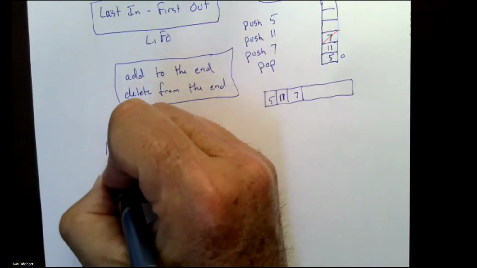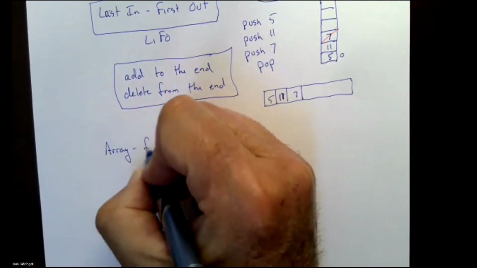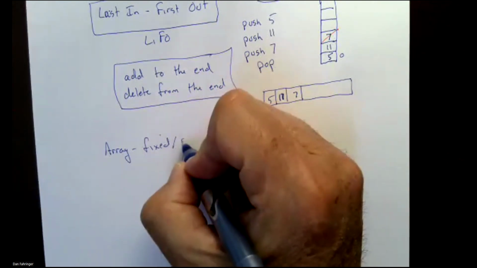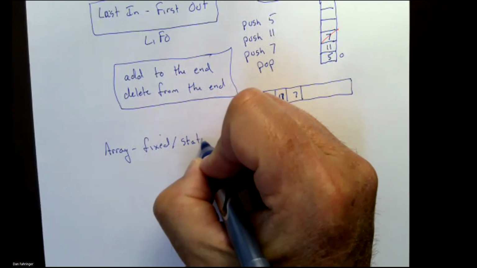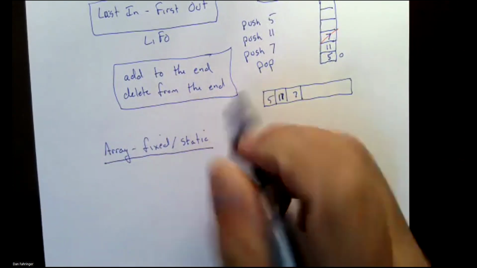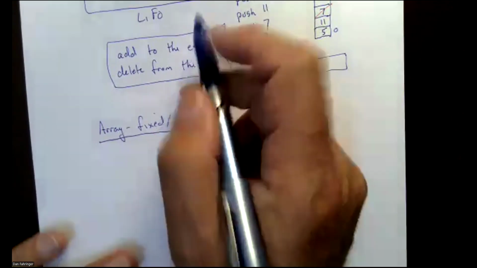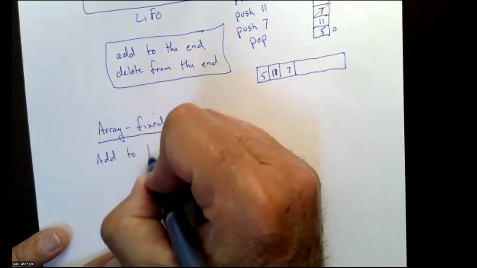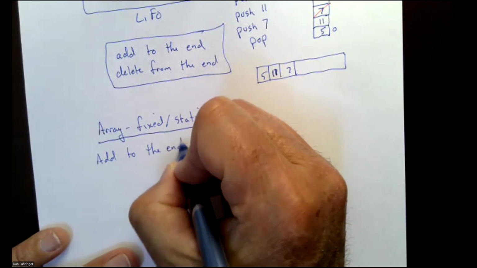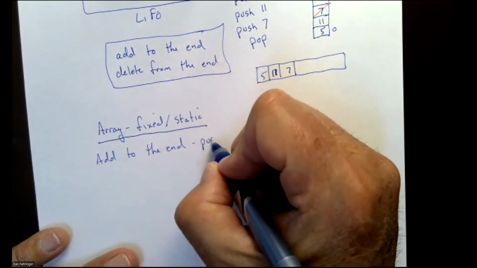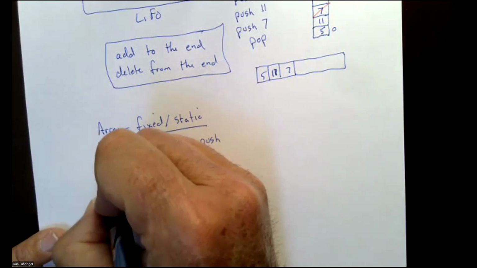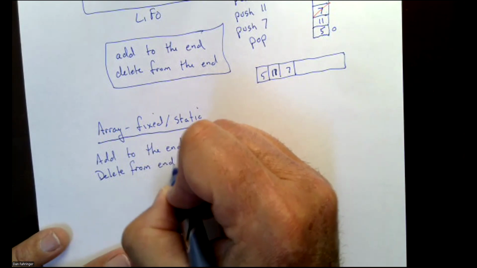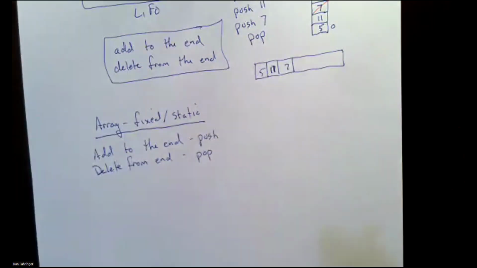Yeah, my array, we know that's a fixed size. We called that static. We already just made notes. We said we're going to add to the end, which is my push, and we're going to delete from the end. That was my pop.